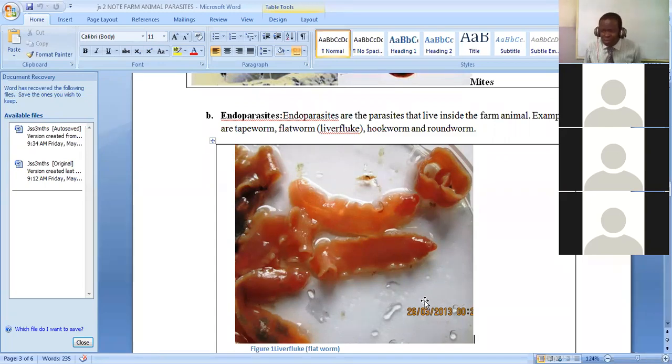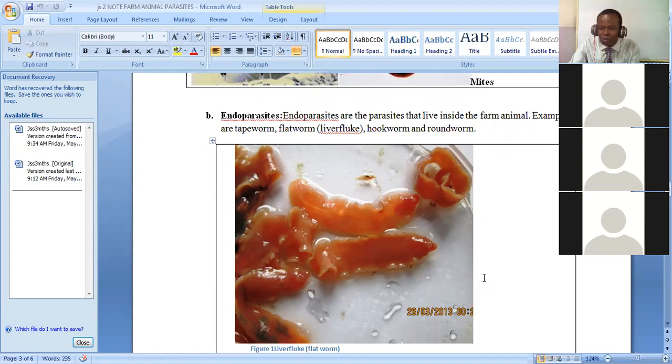They live inside the liver. Of course, what are they doing inside the liver? Sucking blood and eating the liver tissue also. So that is an example. If they are damaging the liver, of course, the animal will feel the effect. It means the functions of the liver will reduce. They are sucking blood and all that.